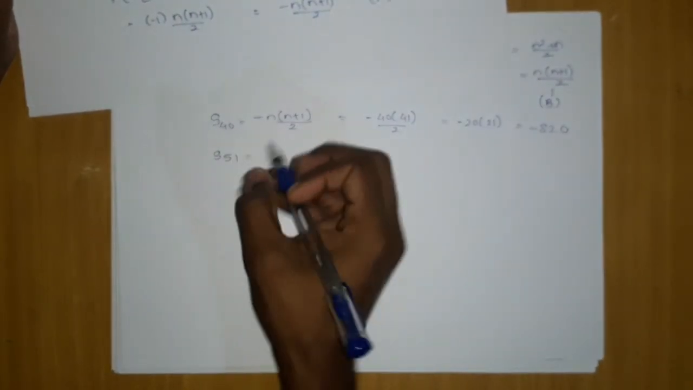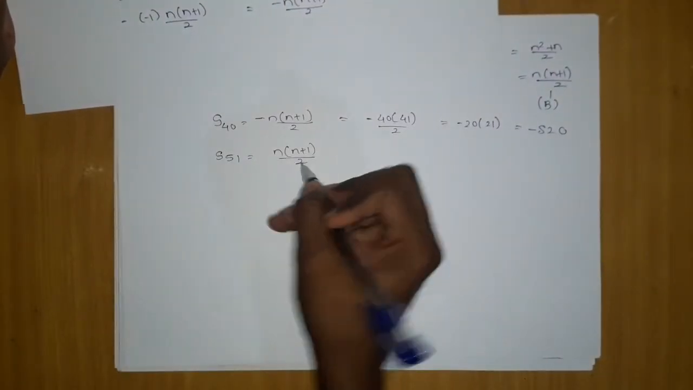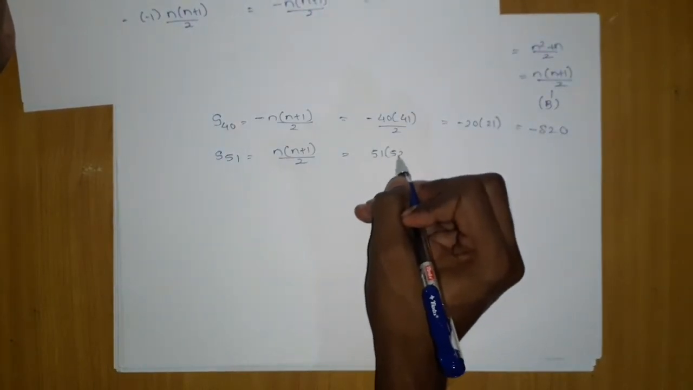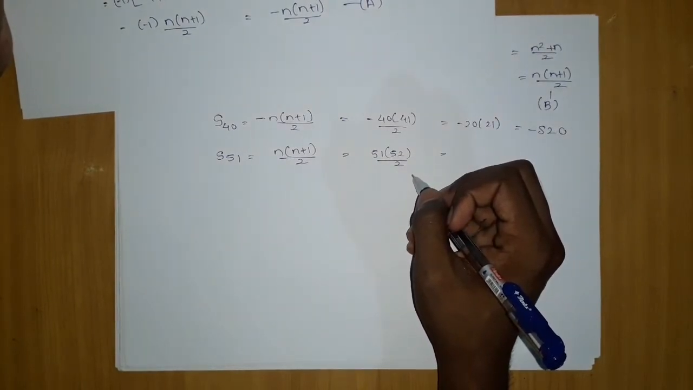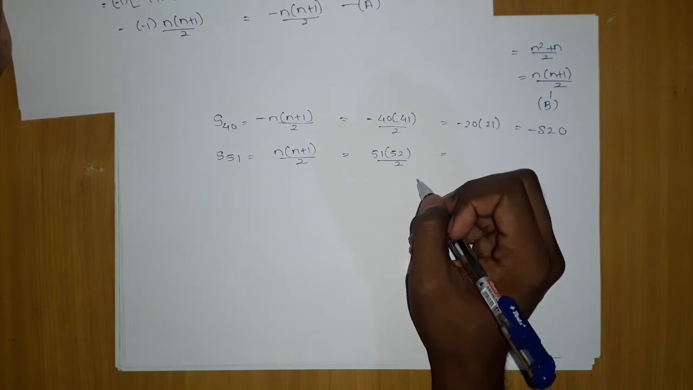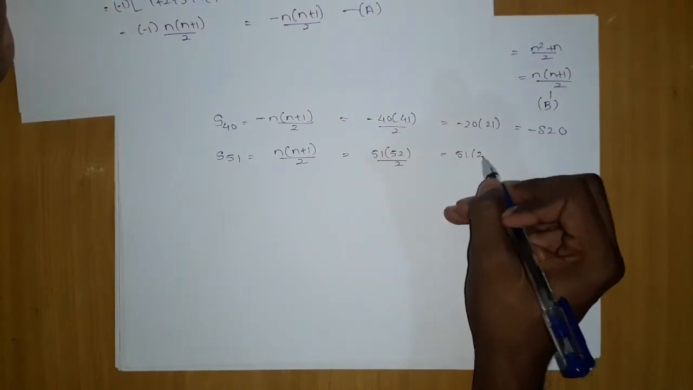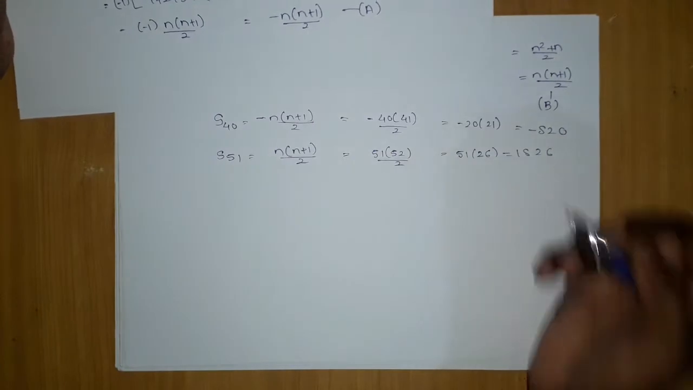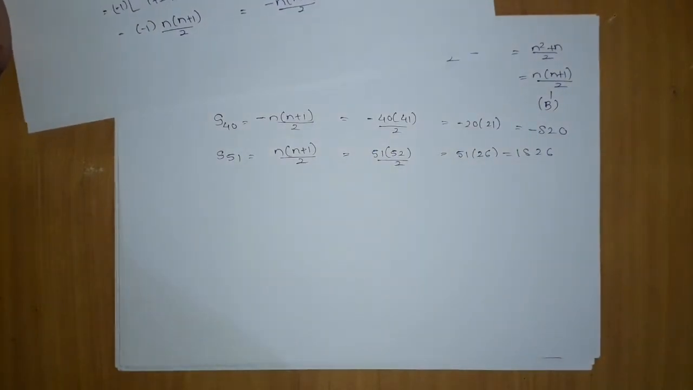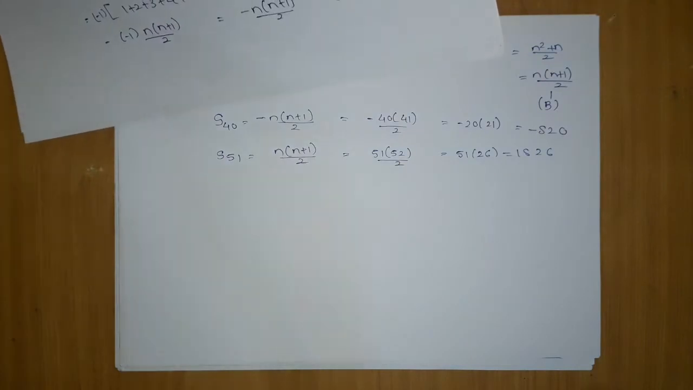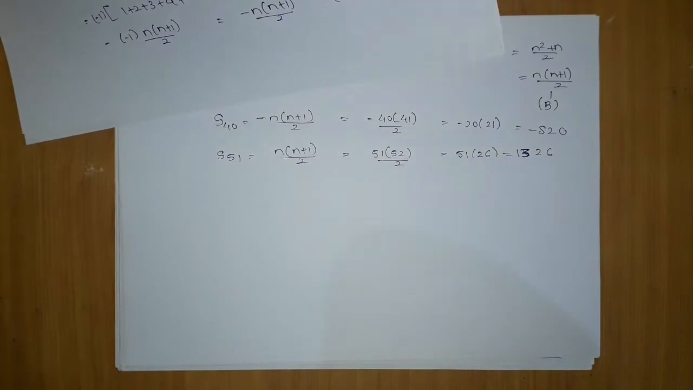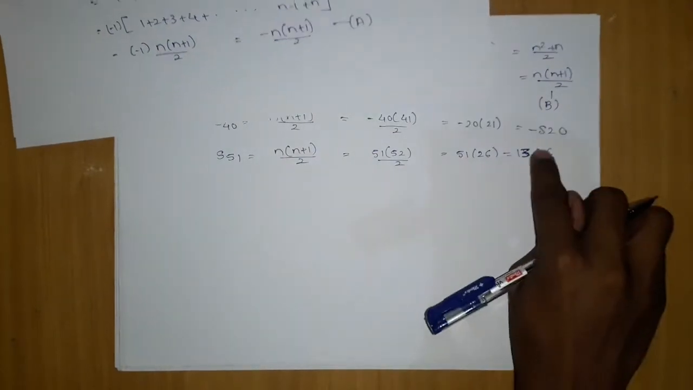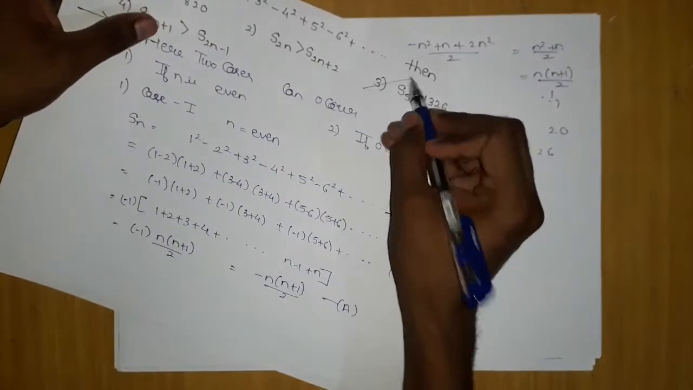Now we want to check this one, S51, which is odd. It will be checked by n into n plus 1 by 2, with positive sign. 51 into 52 by 2, which will give me 51 into 26, which gives 1326. So what value am I getting? 1326. So the third is also correct.